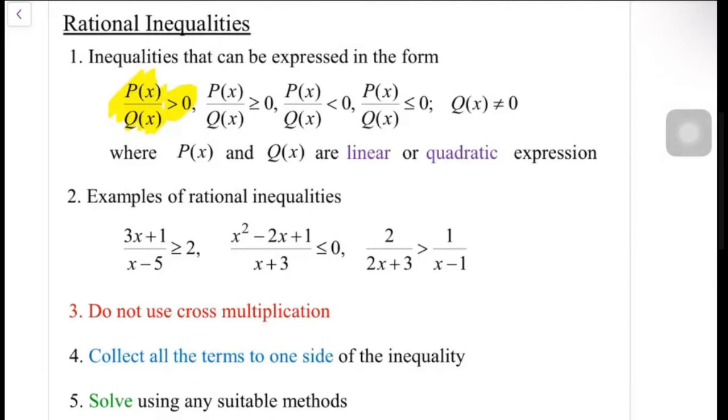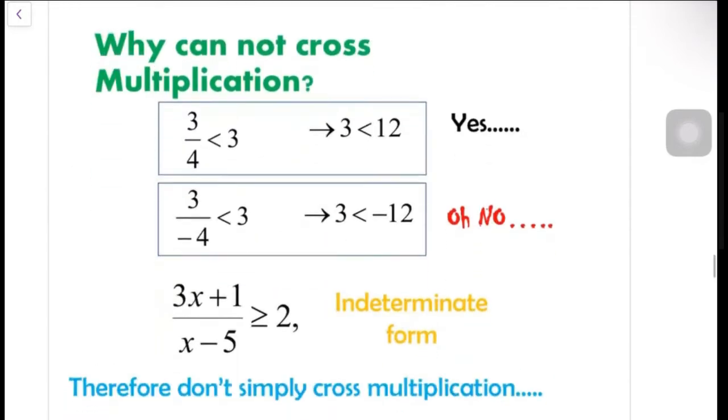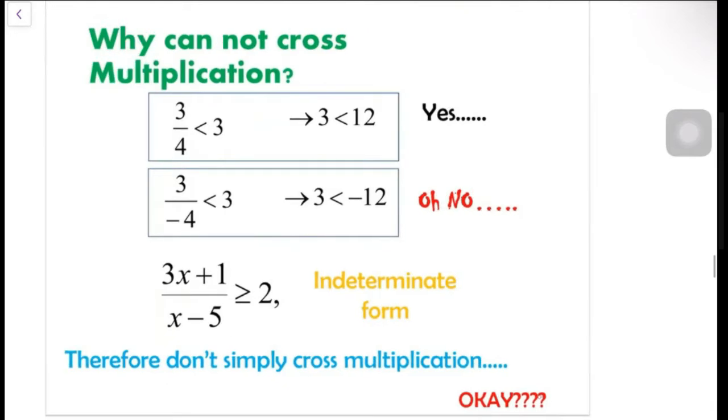First things first, do not use cross multiplication to solve a rational inequality, but collect all the terms to one side and then solve it using a suitable method. Now I will explain why we cannot use cross multiplication across the inequality sign. For example, say I have 3 over 4 less than 3. By cross multiplication, we multiply 3 with 4, and that's how we get 3 is less than 12.